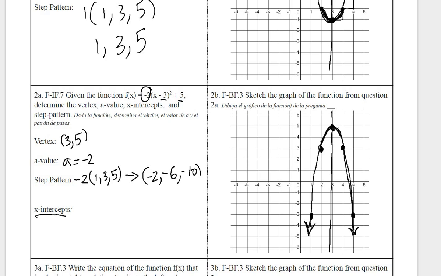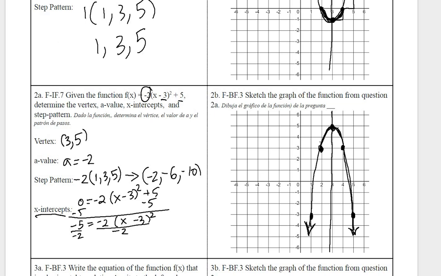Okay, so I can't tell what my x-intercepts are just from looking at the graph, so I'm going to have to solve. Okay. So to find my x-intercepts, I set y equal to 0. So this is going to be 0 equals negative 2 times (x minus 3) squared plus 5. I'll subtract 5 from both sides. I get negative 5 equals negative 2 times (x minus 3) squared. I divide both sides by negative 2.